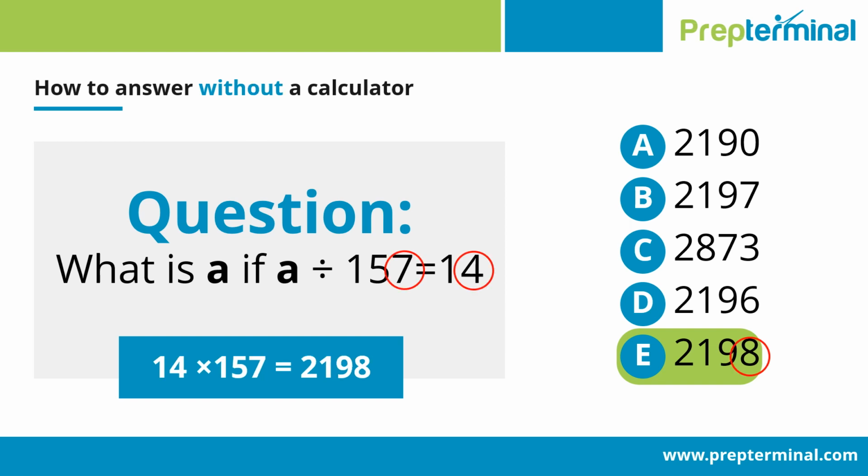How to answer without a calculator. We must still multiply 14 times 157. Always look at one's digits. In this case, 4 times 7 equals 28. You must get a number finishing with 8. This immediately rules out A, B, C, and D. The only possible choice is E.